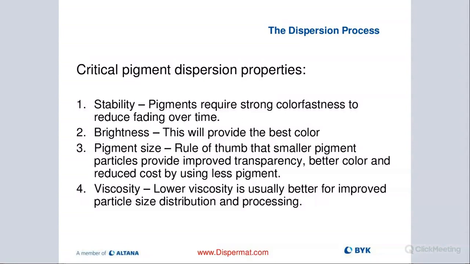And then viscosity is important. The lower the viscosity, usually the better for processing, and that's going to lead us to improved particle size distribution as well as processing. But we don't want to be too low in our viscosity, so there is a good range, usually anywhere from 1,000 to 10,000 centipoise. 5,000 would be really a sweet spot.